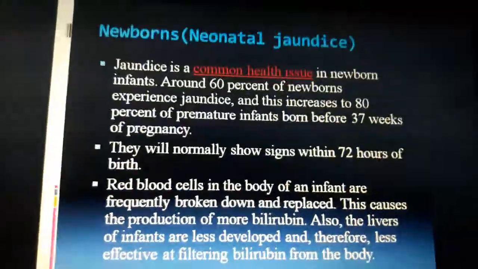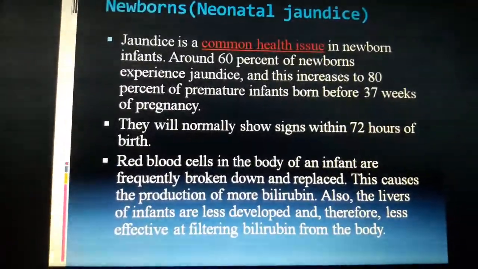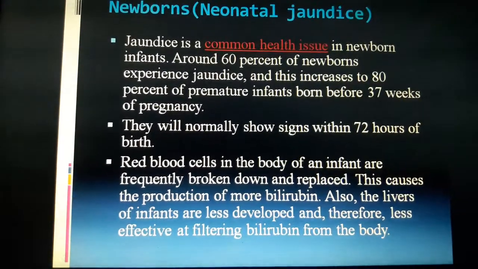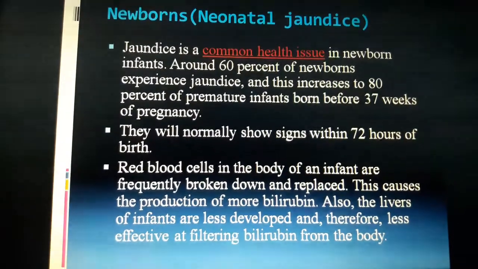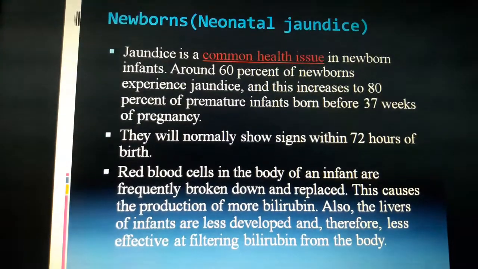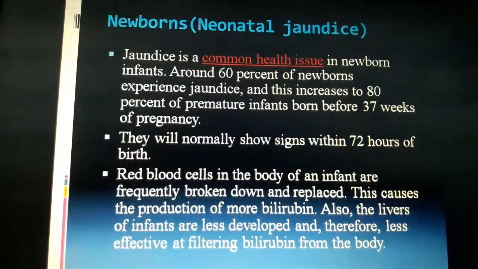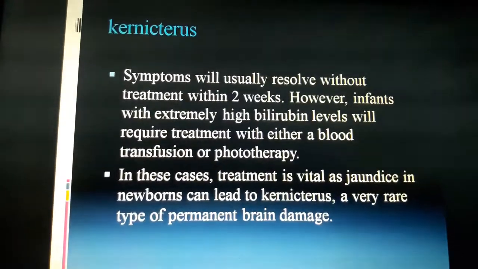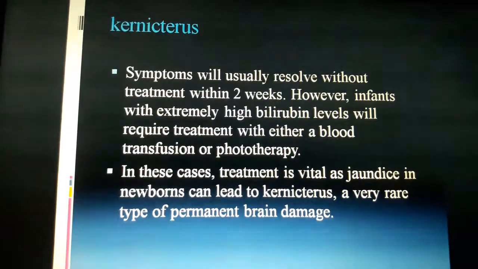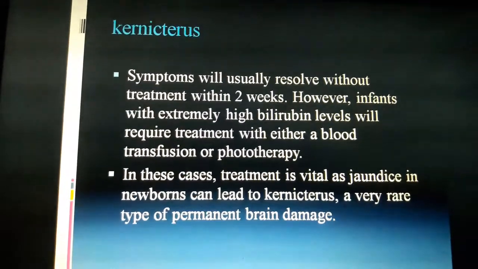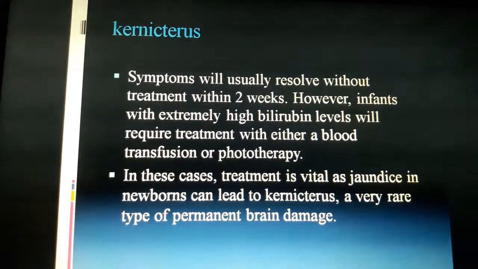Red blood cells in the body of an infant are frequently broken down and replaced. This causes the production of more bilirubin. Also, the livers of infants are less developed and therefore less effective at filtering bilirubin from the body. This condition is called Kernicterus. Symptoms will usually resolve without treatment within 2 weeks.